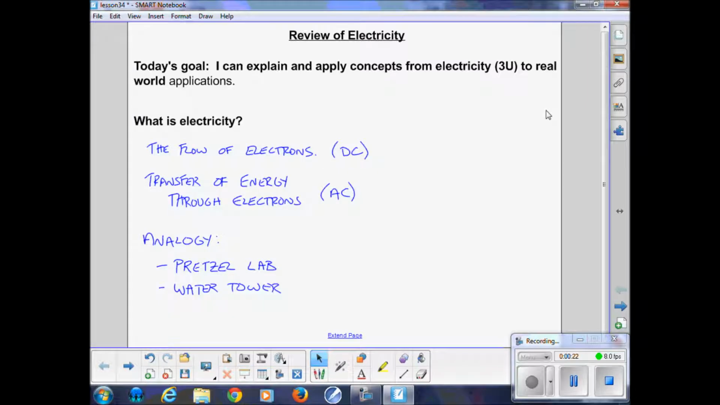So here we go. First of all, what is electricity? And this comes from previous students giving me answers or ideas. We talk about the flow of electrons in a DC setup. We talk about transfer of energy through electrons in an AC. And then we did the pretzel lab in the grade 11 course.